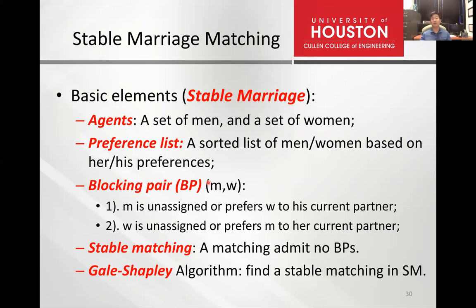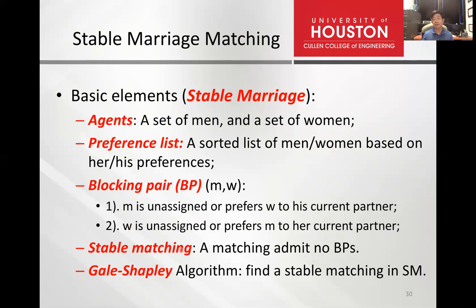And we have the blocking pair. But what is the blocking pair? The blocking pair means that a man prefers another woman over his current wife, and this woman also prefers this man over her current husband. So obviously this is not quite harmonic, right? Then those two couples will divorce, and this man and this woman will marry together. So this is called a blocking pair.